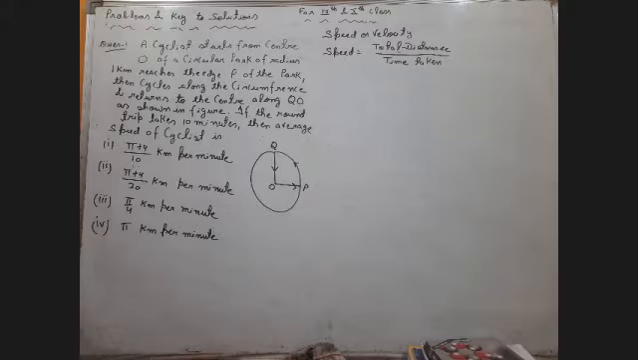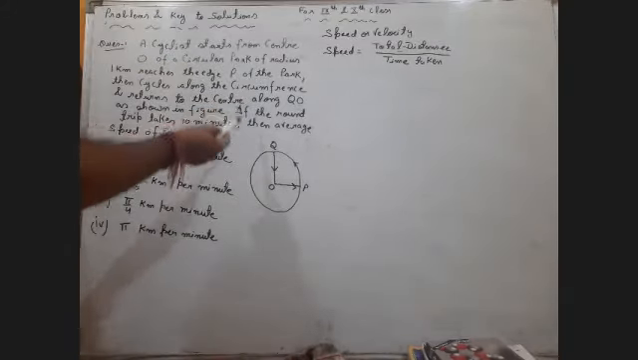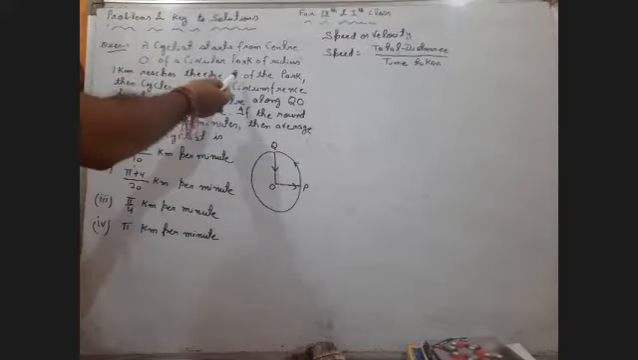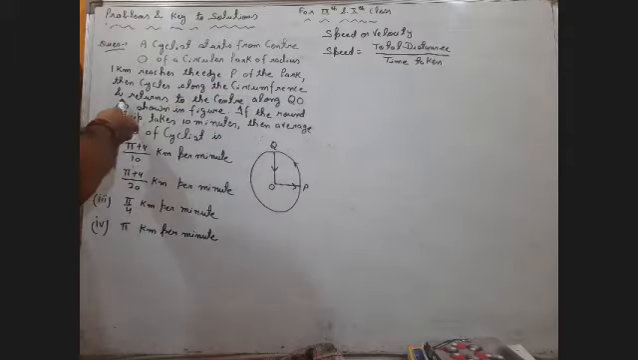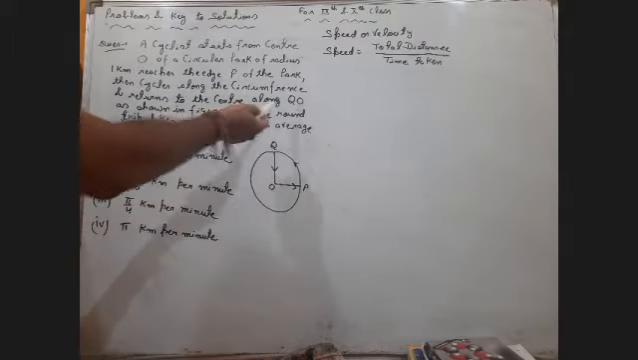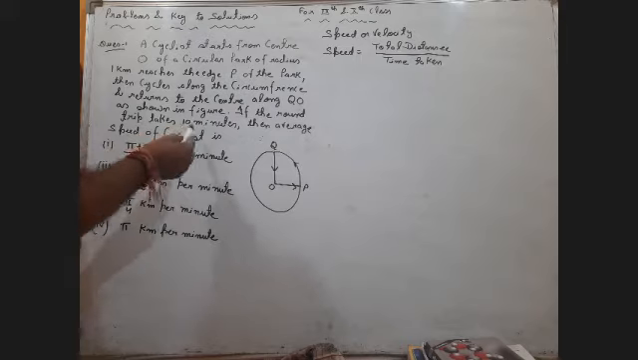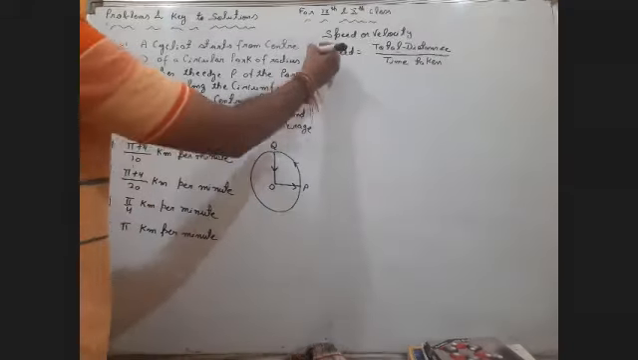So here we are going to discuss one of the questions. I am going to read this particular question. A cyclist starts from the center of a circular park of radius 1 kilometer, reaches the point P of the park, then cycles along the circumference and returns to the center along QO as shown in the figure. If the round trip takes 10 minutes, then find the average speed of the cyclist. So we are calculating the average speed.